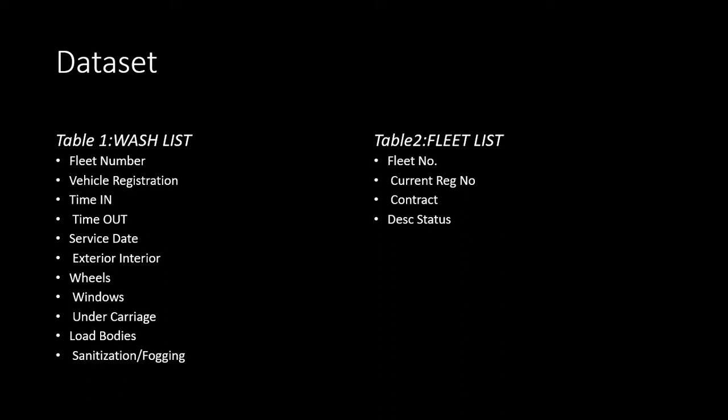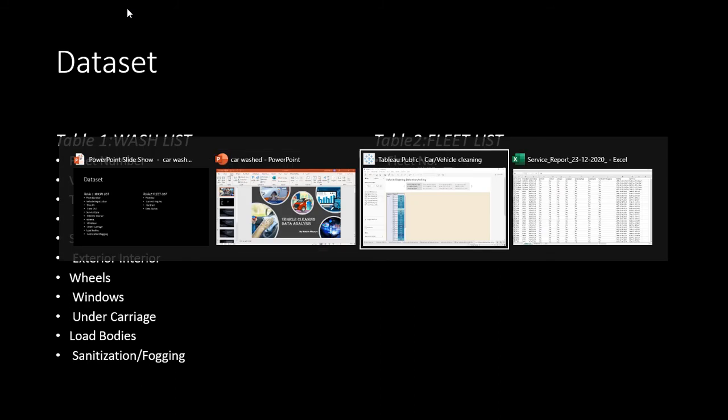Another thing is the fleet list. Here, as you can see, the fleet number in this and the fleet number in the watch list are similar, but the naming convention is different. So when you join them, you might face some problem that we will tackle. Other fields are current registration number, contract, and description status. So let's see the Excel sheet.